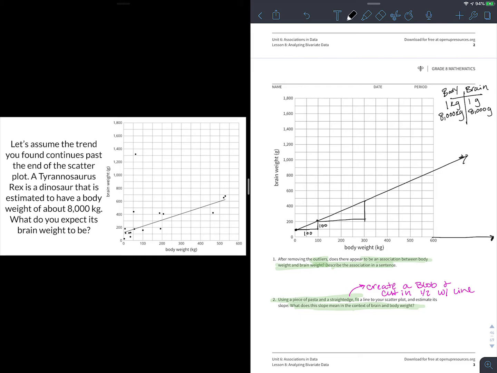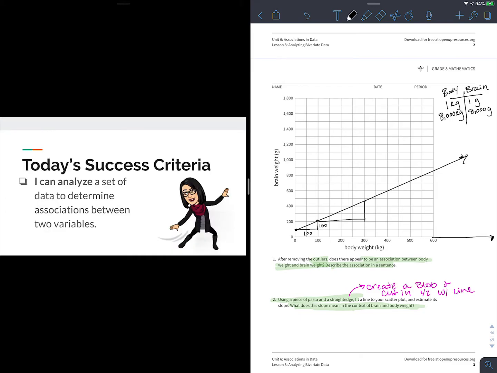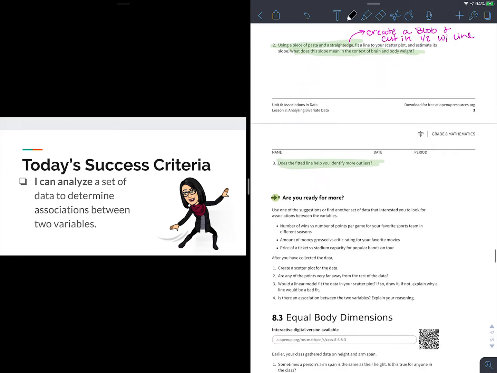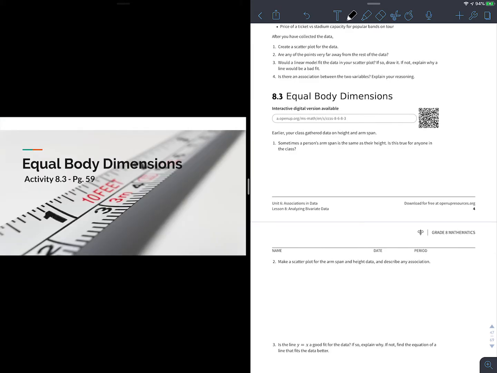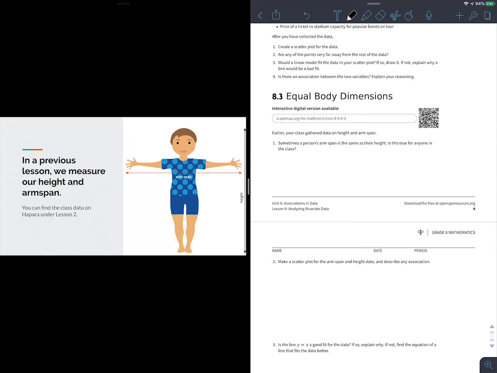Okay, so let's just keep in mind again that our criteria is to analyze a set of data to determine associations between 2 variables. And in this last activity, our 2 variables were body weight and brain weight. And now we actually are going back into the body dimensions that we took early on in lesson 2. So for the sake of the video, I'll be using the data that was collected in my classes during class and showing you that information. If you had collected data with your class, go back and use your own class's data for consistency.